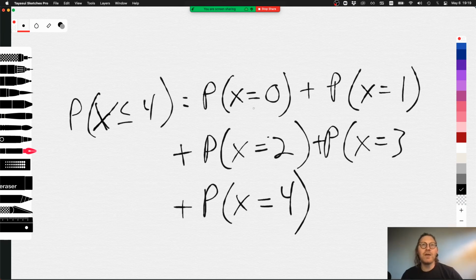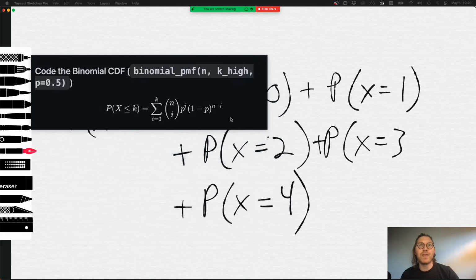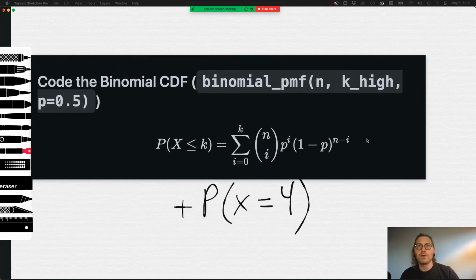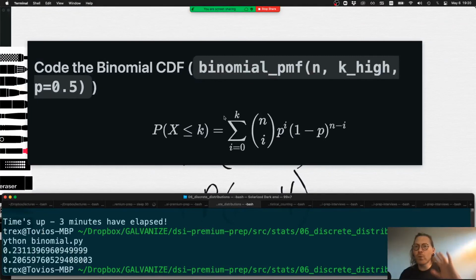So I'm going to have you code out the binomial CDF. And there's a little bit of a typo here that I should fix. It says the function name here should be binomial PMF. That's not correct. It should be binomial CDF. So I'll fix that when we start. Given what I just said about the CDF, you should be able to code this. There's going to be binomial CDF with n, the high value of k, and the probability by default should be 0.5. So I'll put 5 minutes on, and try to code that out.